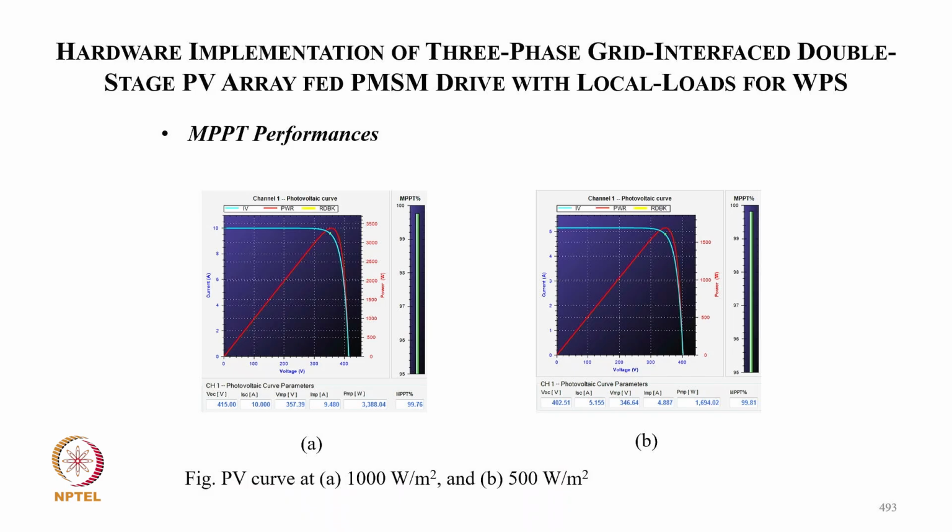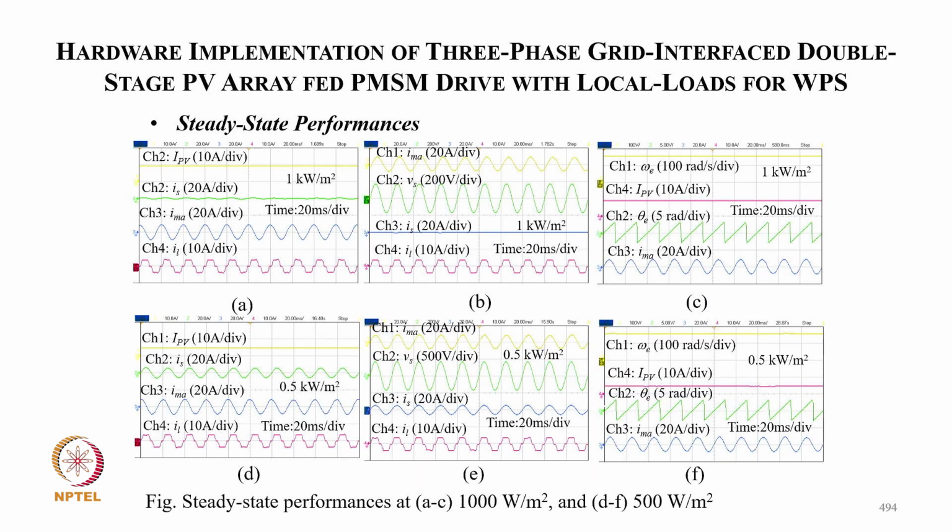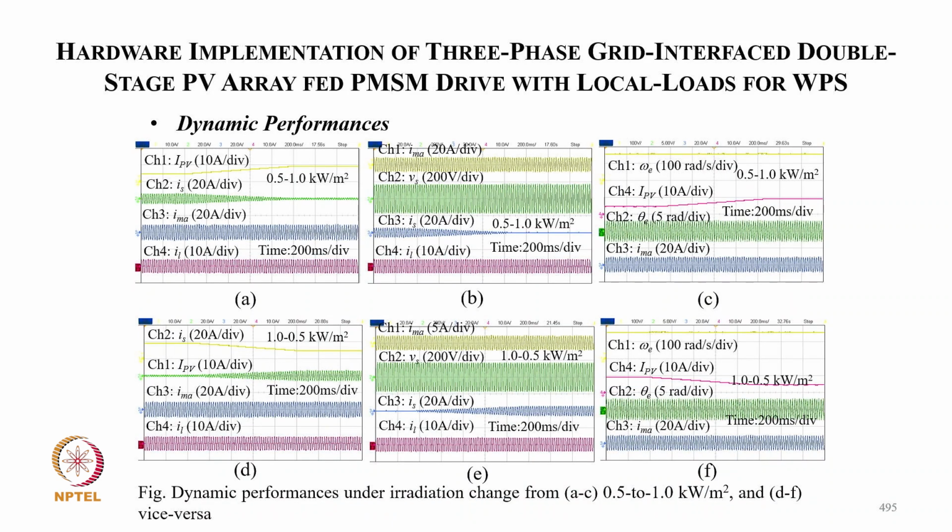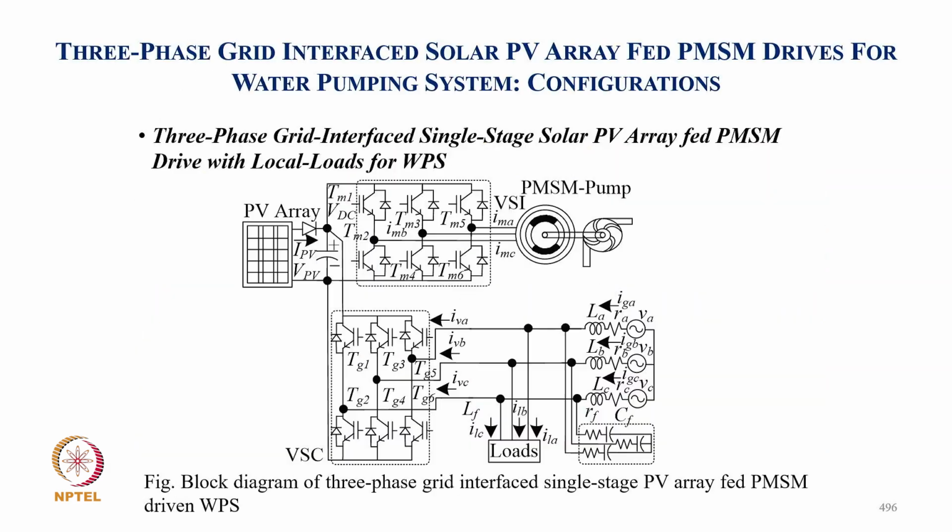These are the performance of the solar PV curve at 1000 watt and 500 watt per meter square. And these are the PV, the grid current, then motor current and the load current. Typically the three-phase load current comes in a quasi-square way, the position and the motor current and the PV voltage and speed. And when PV power increases, grid current reduces, and accordingly the performance varies.